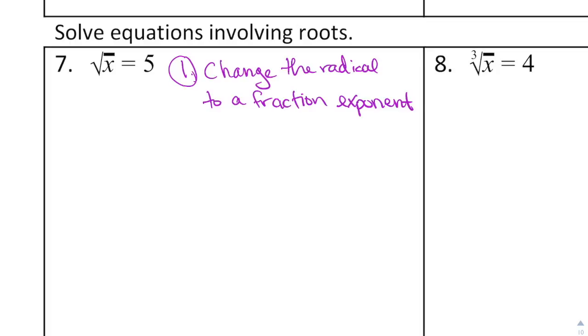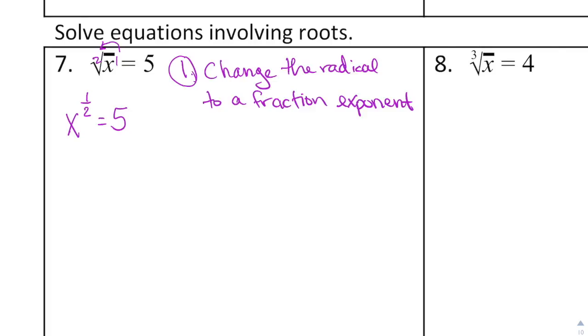So we're going to come over. We've got the square root of x. We know there's a little 2 out there, and x has an exponent of 1. We're going to move that 1 on top of the 2. And so we have x to the 1 over 2 equals 5. So we've converted it. If it's in radical form, we convert it to a fraction exponent.